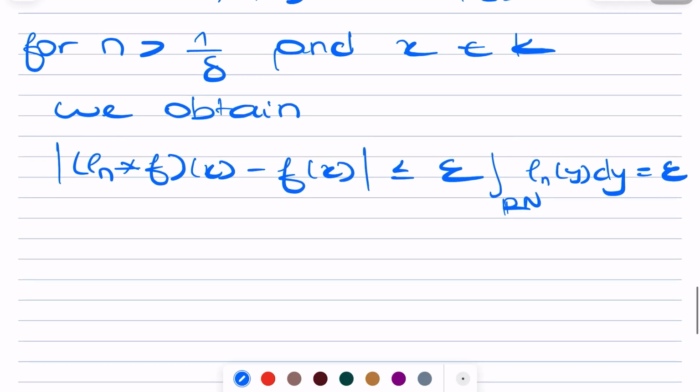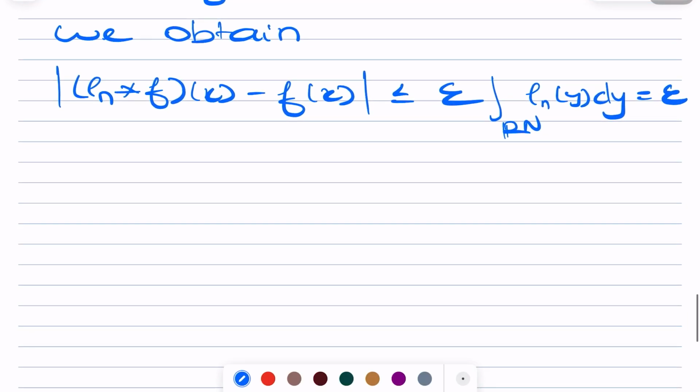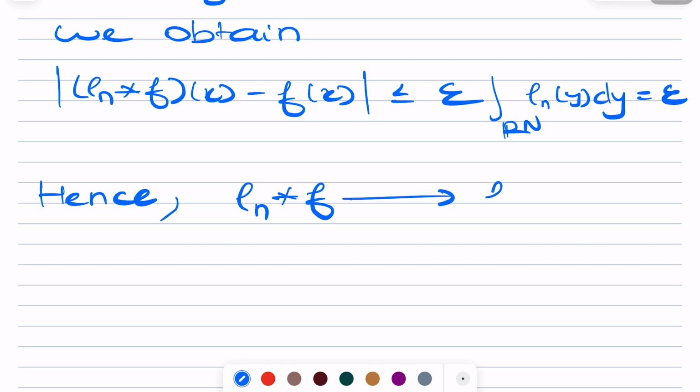Okay, so I think now we are done. Hence we have that this convolution product converges to f uniformly on compact sets.